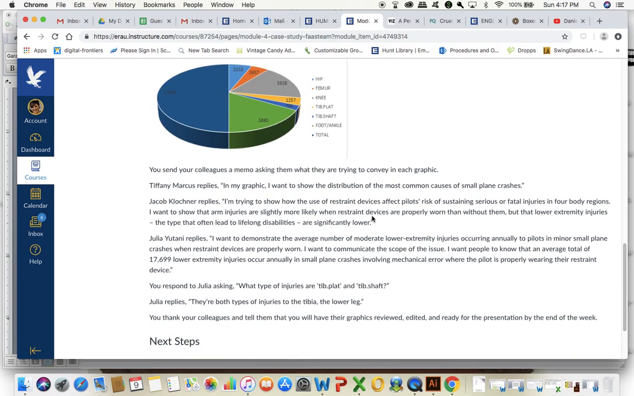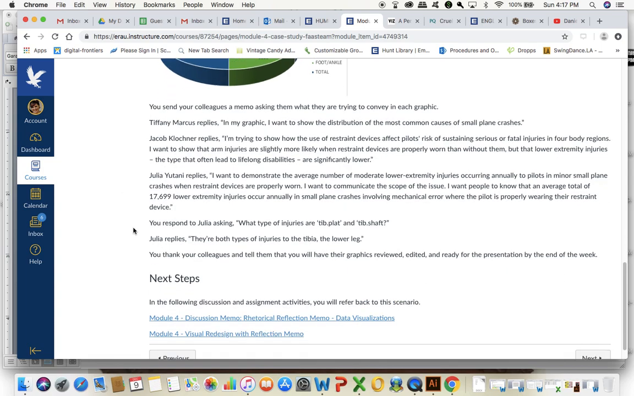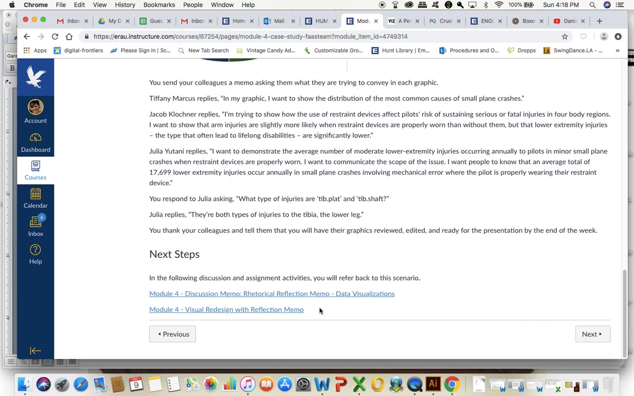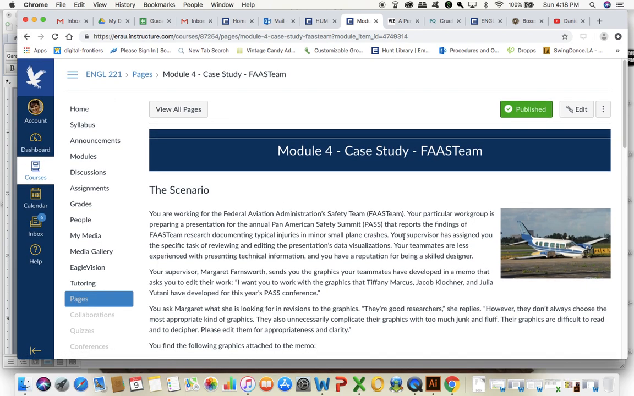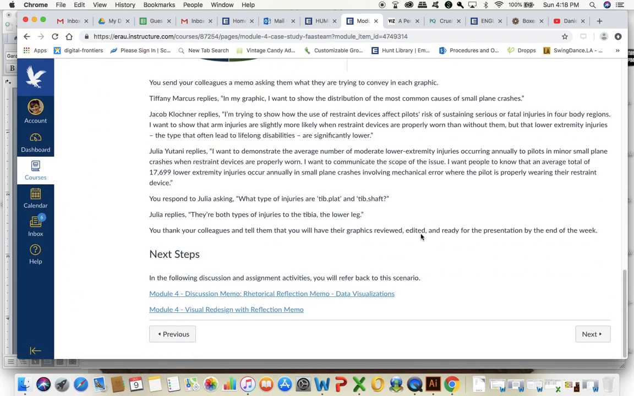And then it talks about how that employee reaches out to each of her three colleagues, asking them, what was your goal in doing this visualization? They tell her, and that's the whole case study. Then it tells you down here, you're going to reflect back to this case study in the data viz memo, and then the viz redesign with the reflection memo.